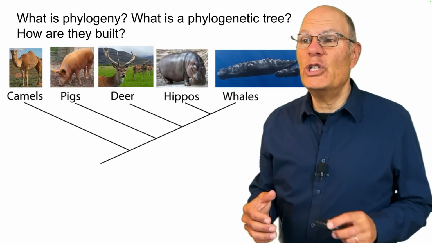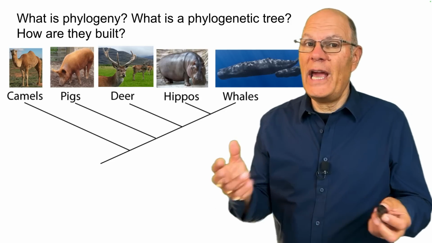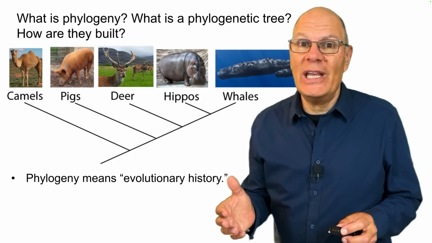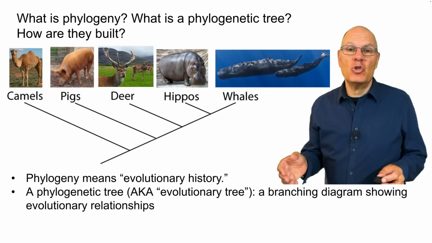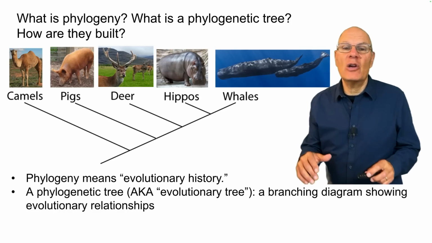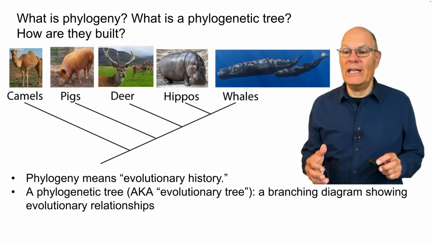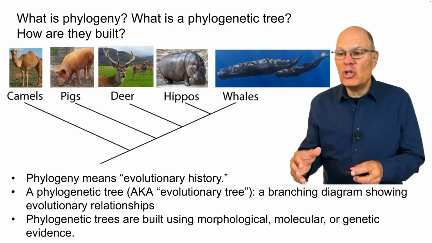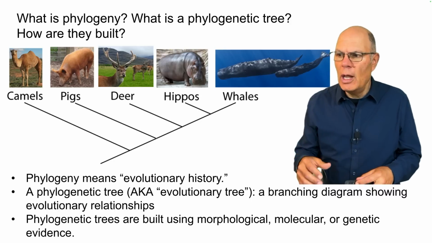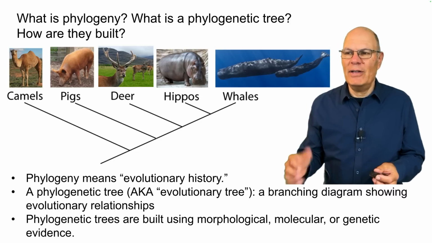Topic 7.9, phylogeny. What is phylogeny? What is a phylogenetic tree? How are such trees built? Phylogeny means evolutionary history. A phylogenetic tree, also known as an evolutionary tree, is a branching diagram that shows evolutionary relationships. And phylogenetic trees are built using morphological, that means structural, molecular, or genetic evidence.